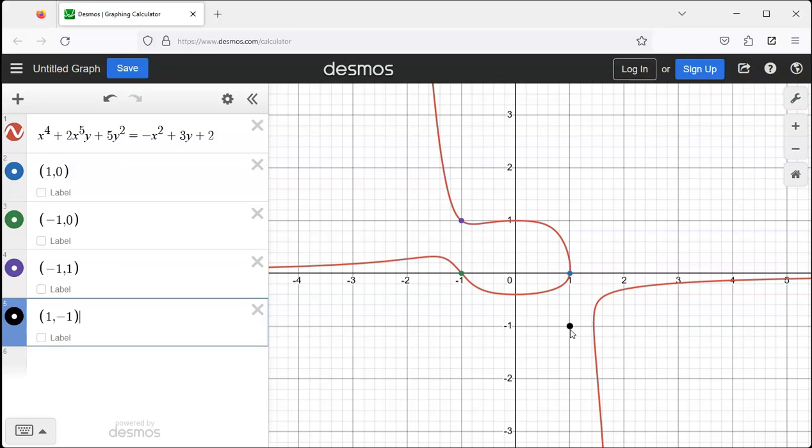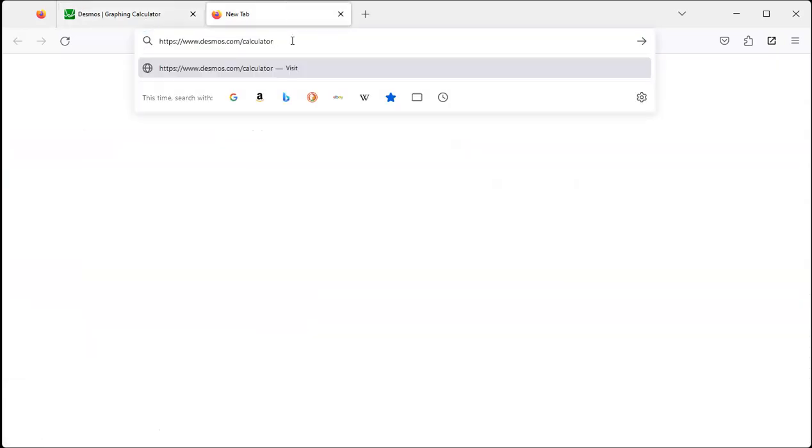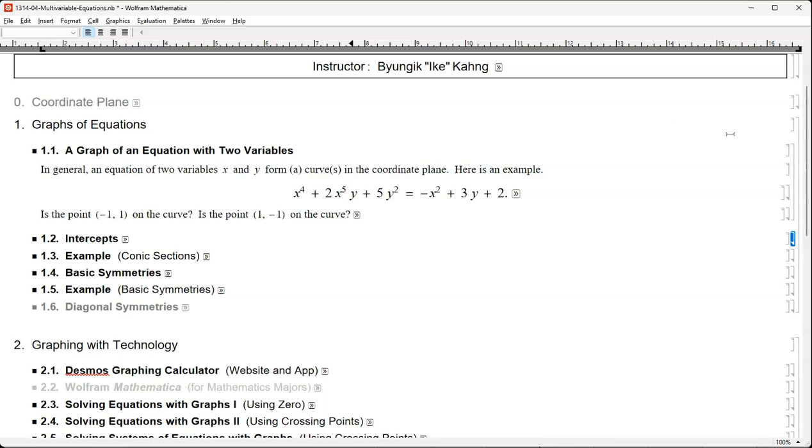So you can use this Desmos calculator for all kinds of things. Let's see. Copy and paste this web address. So here we have another one open. Let's see, what else do you want to do?